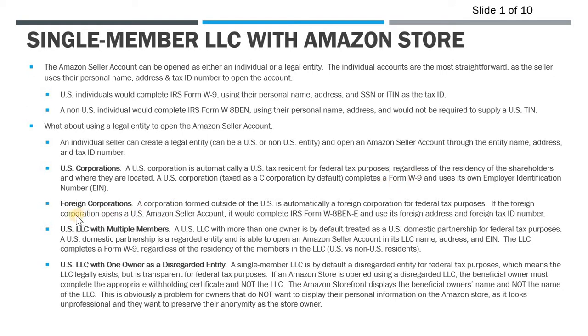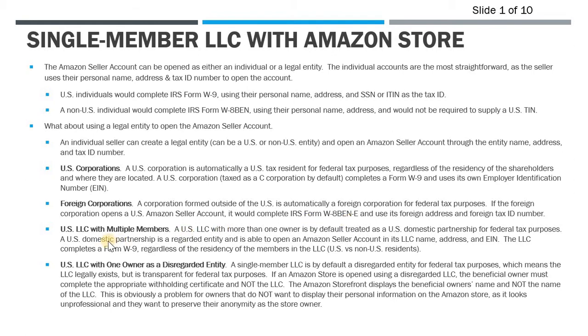Now, another option is to use a foreign corporation. So if you form a corporation outside the U.S., so let's say it's a Switzerland GmbH, which is a foreign corporation for federal tax purposes, that entity can open a U.S. Amazon seller account, and in that case, it would complete IRS Form W-8-BEN-E, and it would use its foreign address and foreign tax ID number and the name of the corporate entity. So if you're a non-U.S. individual, you can use a foreign corporation to open that account, and that'll keep your name off the seller's store.